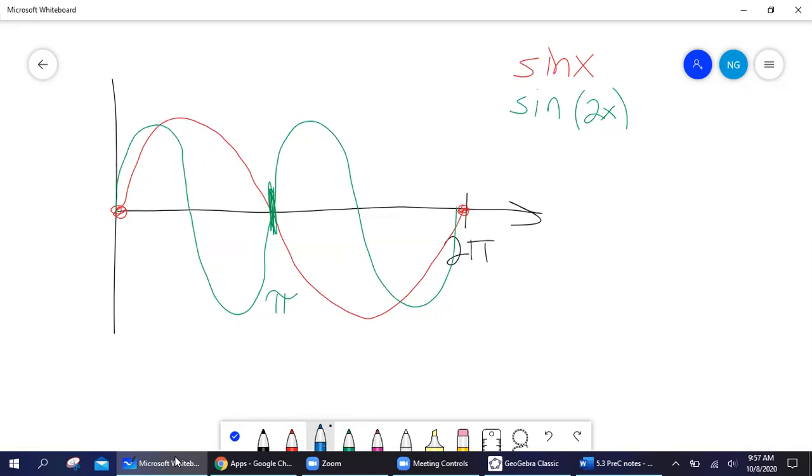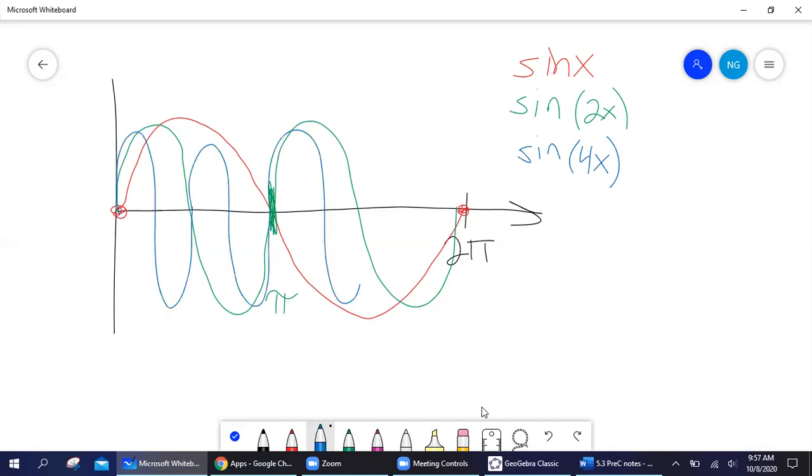If I had something like sine 4x, that 4 tells me I'm going to finish 4 waves by the time I reach 2 pi. So that's going to look a little funky. I've got to finish 4 by the time I reach 2 pi. So I'm going to have 1, 2, 3, 4. Again, I know it's looking a little nasty here, but looking at just the blue, here's where that blue finished a cycle. Its period then would be pi over 2.